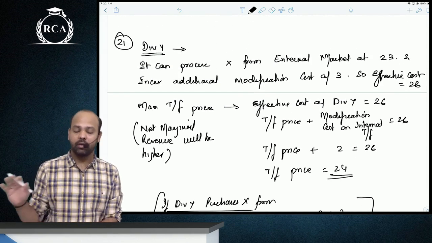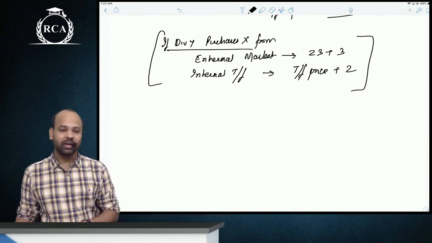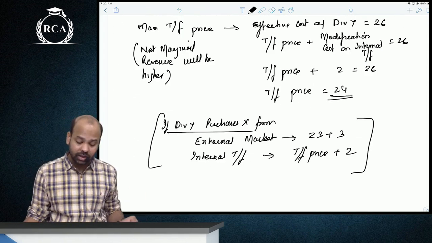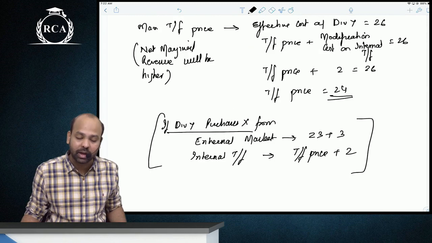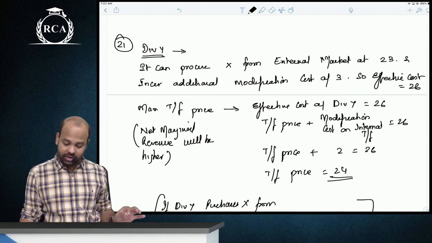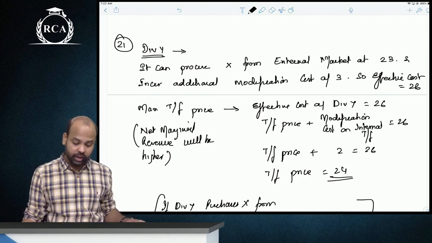Okay, very clear about it. Now guys, whether division Y will be willing to increase their capacity, should we answer that point also here only? So we know that division Y's maximum transfer price is 24 rupees. So this will be it.